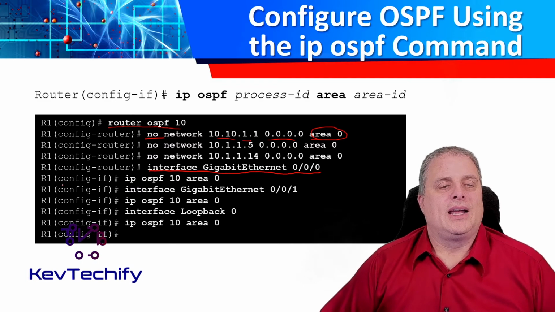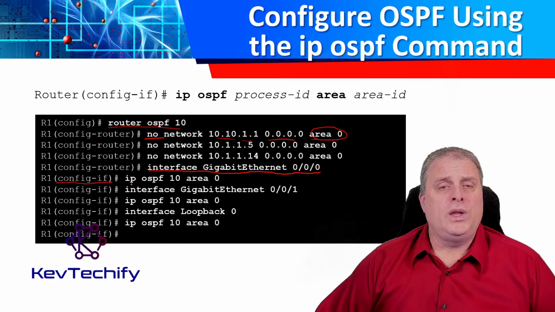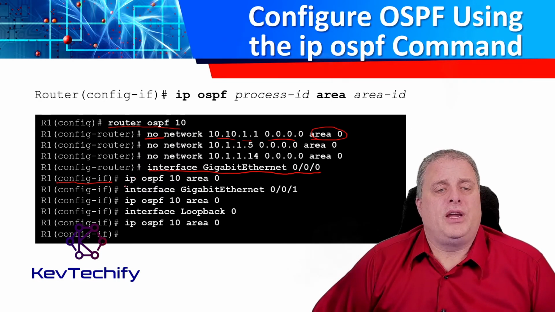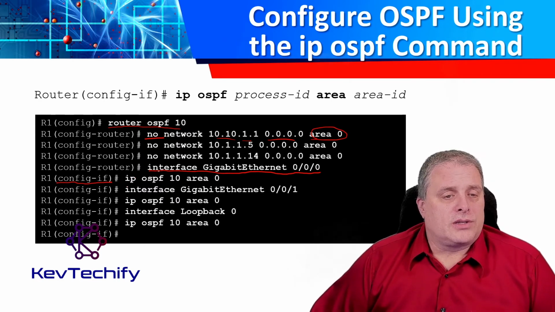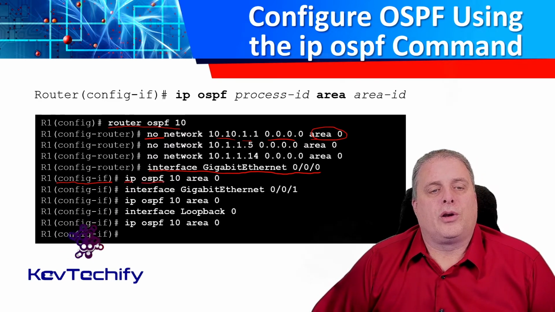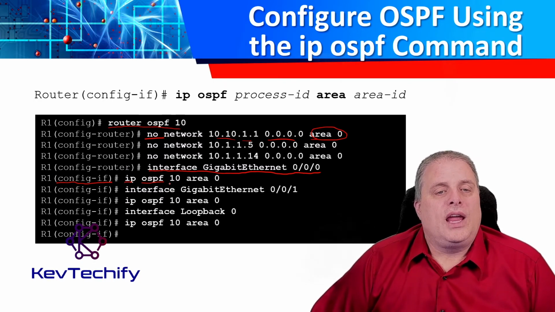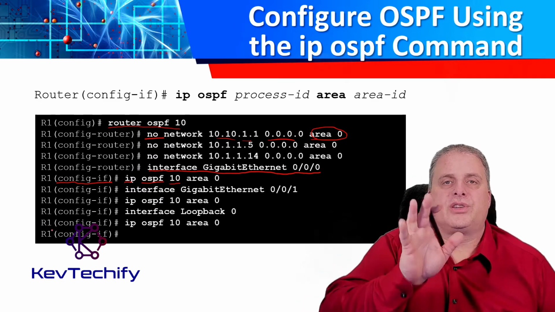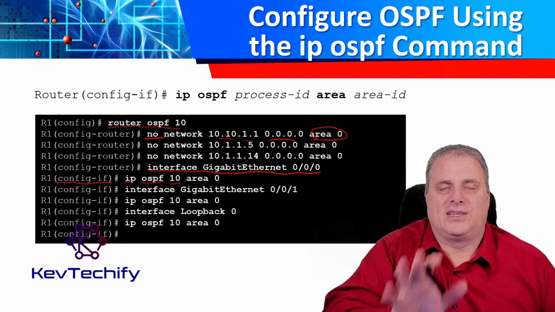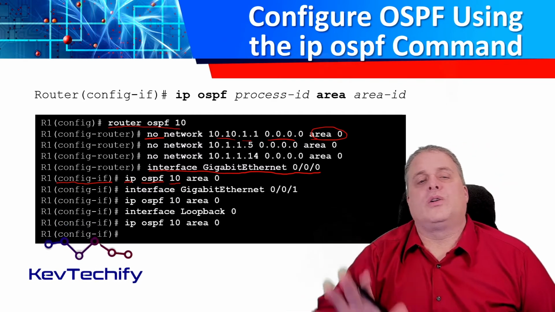Once we're in that interface configuration mode here on R1, we can go ahead and put in the IP OSPF command. Now, how this command flows is IP, because it's part of the IP version 4 suite. We're dealing with the OSPF routing protocol, so we start off with IP space OSPF. Then we have that process ID. Remember, that process ID is locally significant to the router, but it's a best practice to use that same process ID on all of your devices.